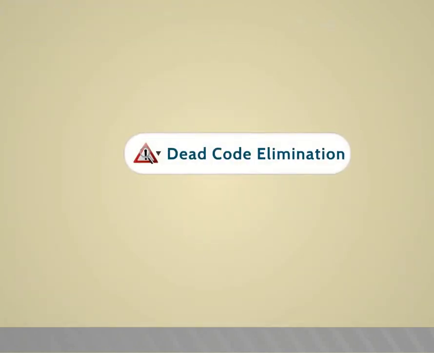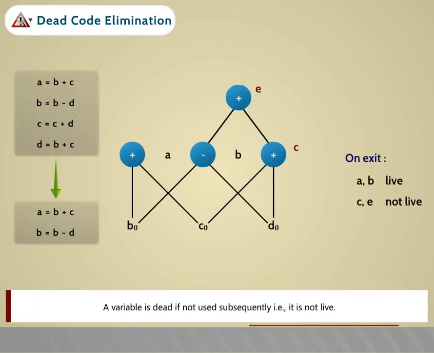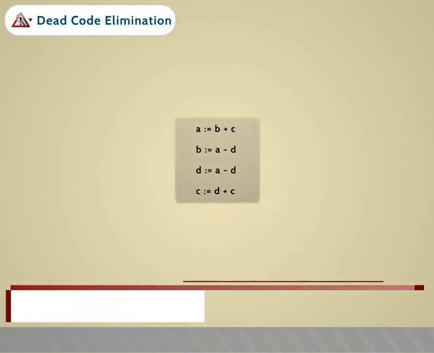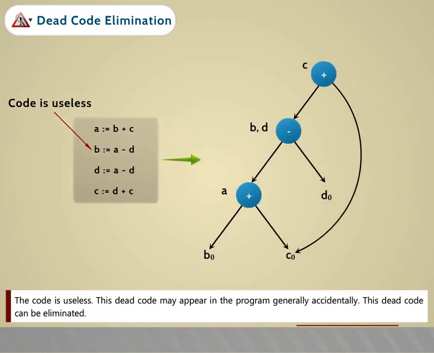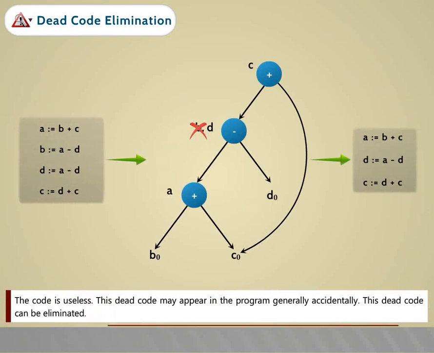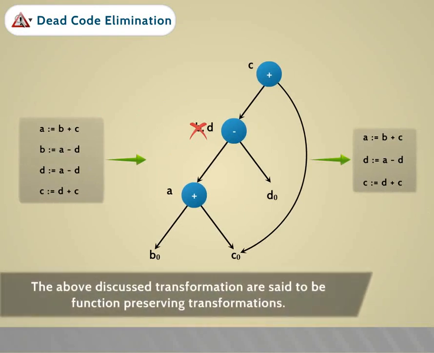Dead code elimination. A variable is dead if not used subsequently, that is, it is not live. The code is useless. The dead code may appear in the program generally accidentally. This dead code can be eliminated. The above discussed transformations are said to be function preserving transformations.